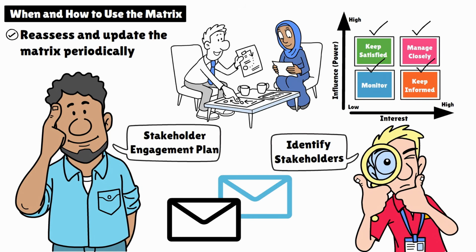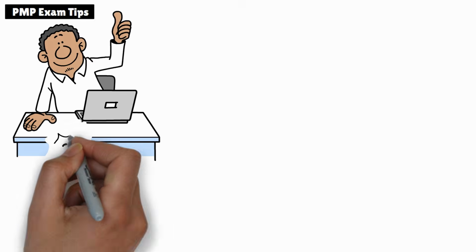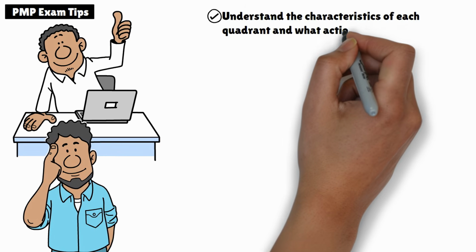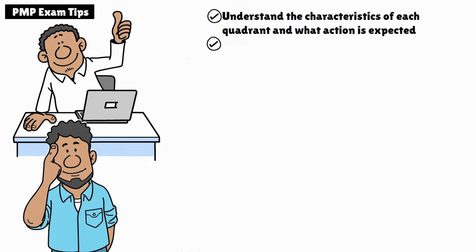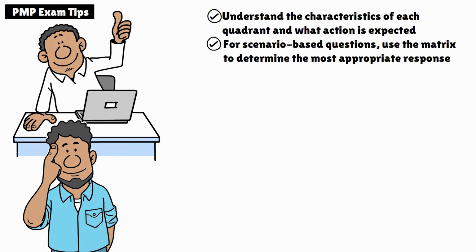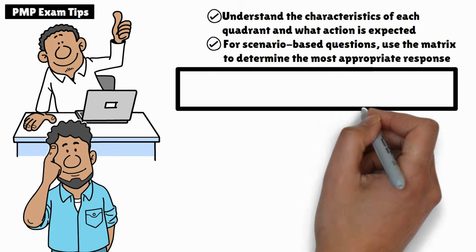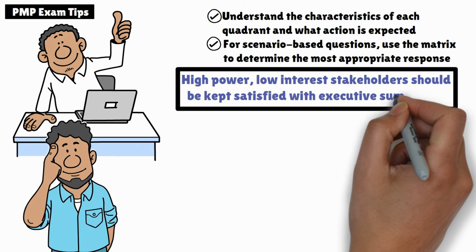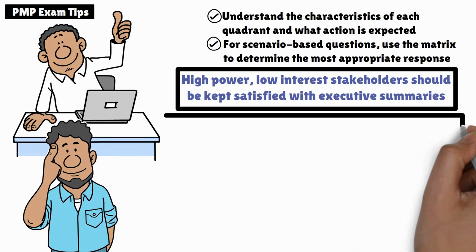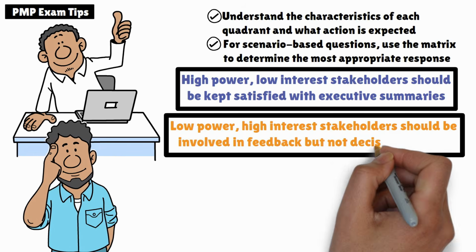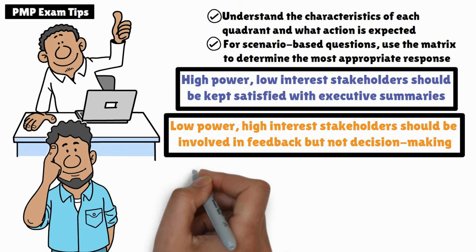If you're taking the PMP exam, here's what to remember. Understand the characteristics of each quadrant and what action is expected. For scenario-based questions, use the matrix to determine the most appropriate response. For example, high-power, low-interest stakeholders should be kept satisfied with executive summaries. Low-power, high-interest stakeholders should be involved in feedback but not decision-making.